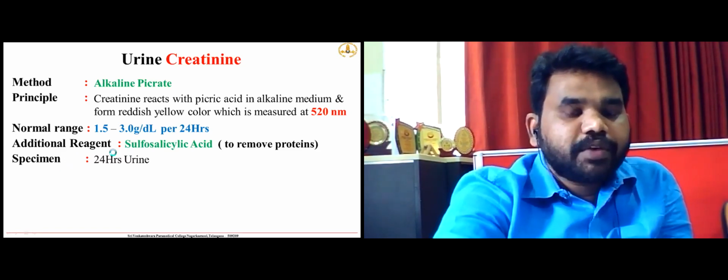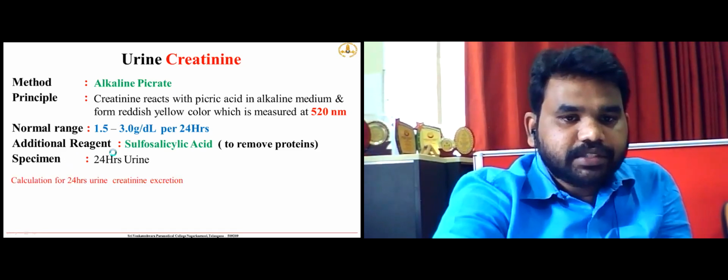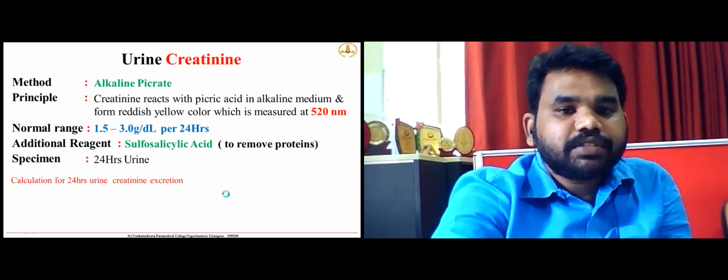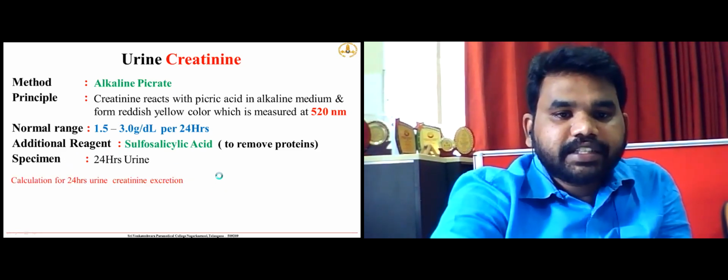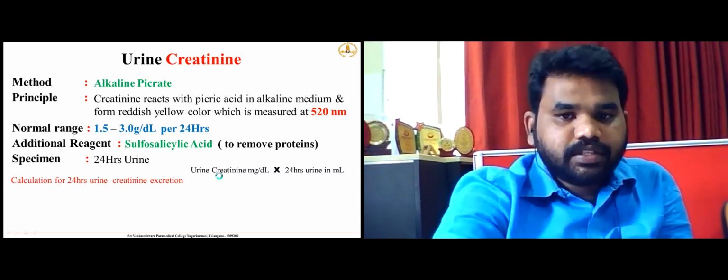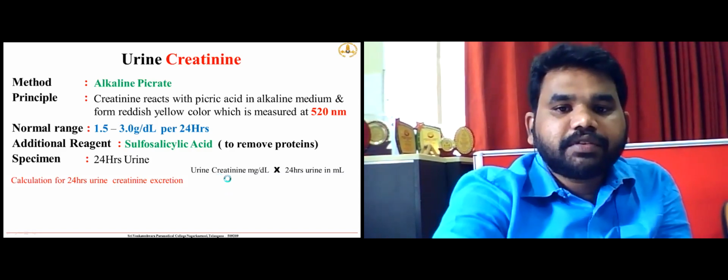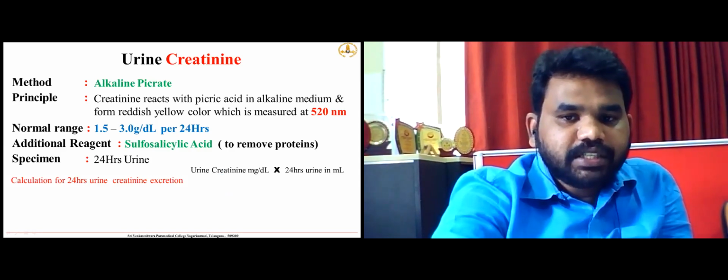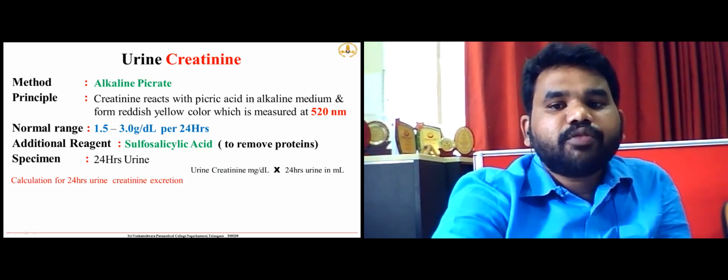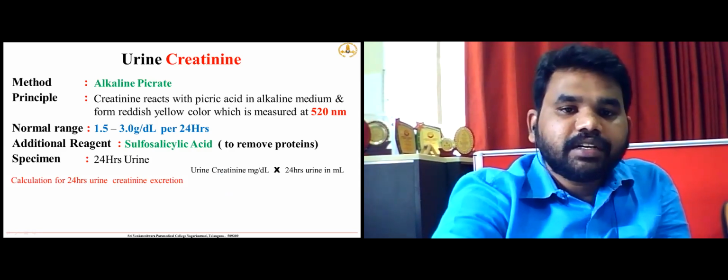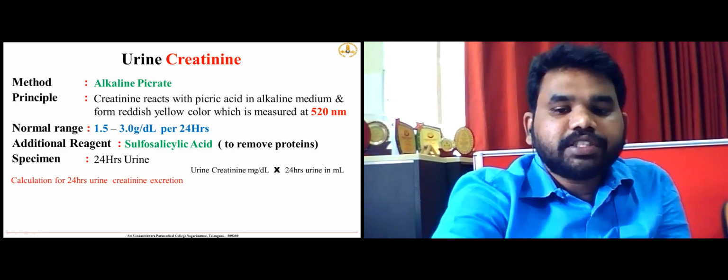So the sample we are going to collect here is 24 hours urine, and the calculation of 24 hours urine creatinine excretion. So here I am writing the formula: urine creatinine, you have to measure it in milligrams per dl, multiplied by how much amount of urine is excreted by the patient, that you have to measure, and that should be divided by 100.